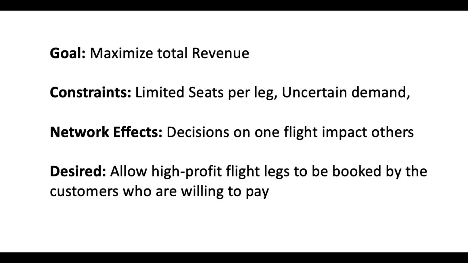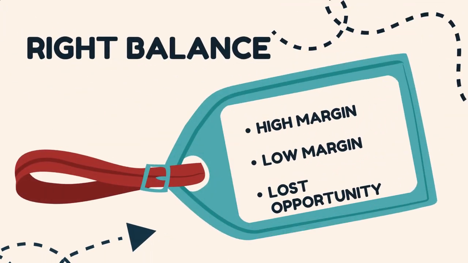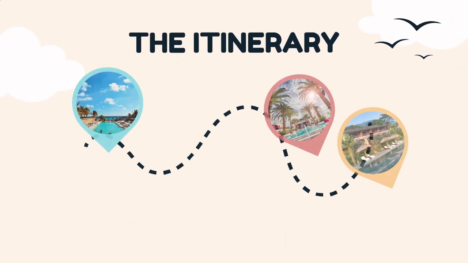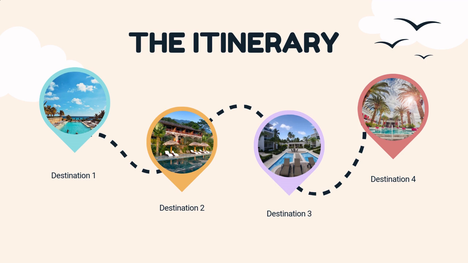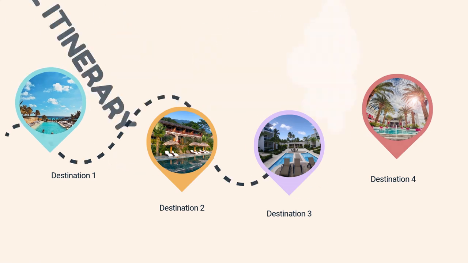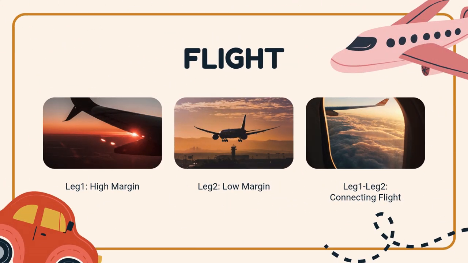We need to allow a high profit flight leg seat combination to be booked by the customers who are willing to pay. The balance we need to strike is blocking just enough seats on a given leg for a high margin flight itinerary, but not so many that they remain unsold if customers don't show up at all. If that happens, we have lost the opportunity to sell those seats as part of the cheaper flight itineraries.